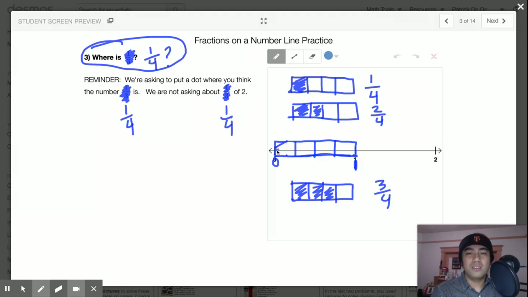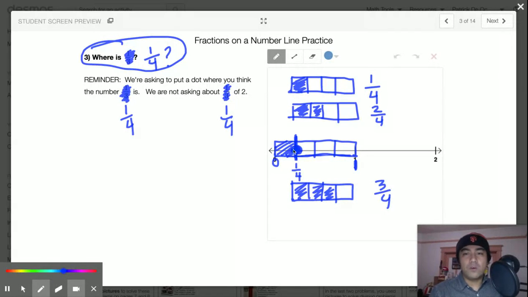Then, right over here at this line is where 1/4 is. Right over here at this tick mark, they call this a tick mark, this is where 1/4 lives. And I'm putting a dot right there, and I am officially done. That is the answer. Here's 1/4. Okay? All right. So hopefully you all understand that this dot over here represents 1/4, and I've answered the question, where is 1/4? Okay? That is just an example.